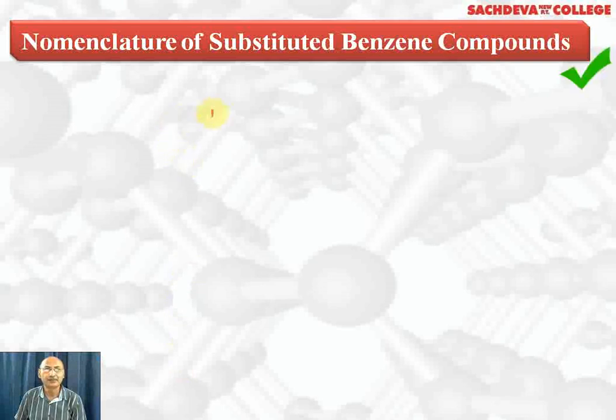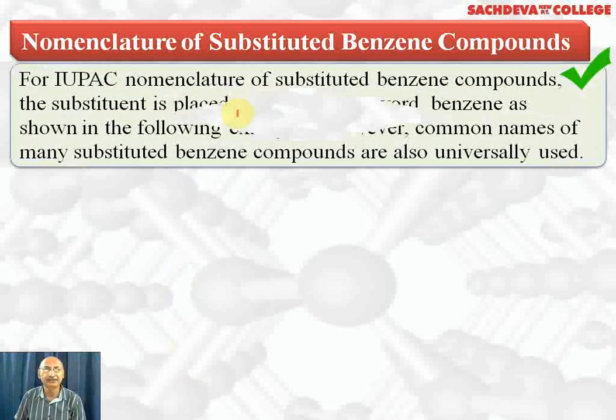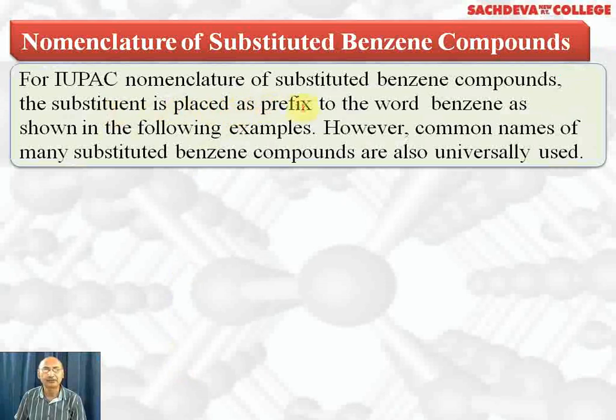Let's take up nomenclature of substituted aromatic compounds containing benzene. For IUPAC nomenclature of substituted benzene compounds, the substituent is placed as a prefix to the word benzene, as shown in the following examples. However, common names of many substituted benzene compounds are also universally used and accepted by IUPAC.